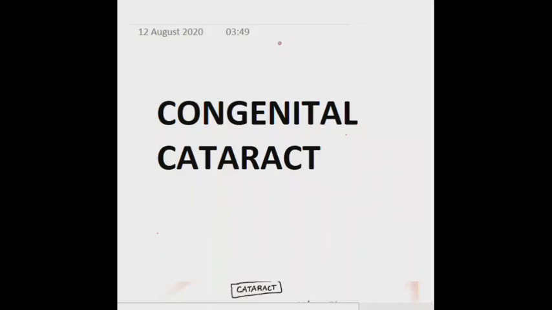Hello friends, this is my first lecture and this lecture is about congenital cataract. First we would see about what is cataract and what is its classification, and then we will see about congenital cataract.